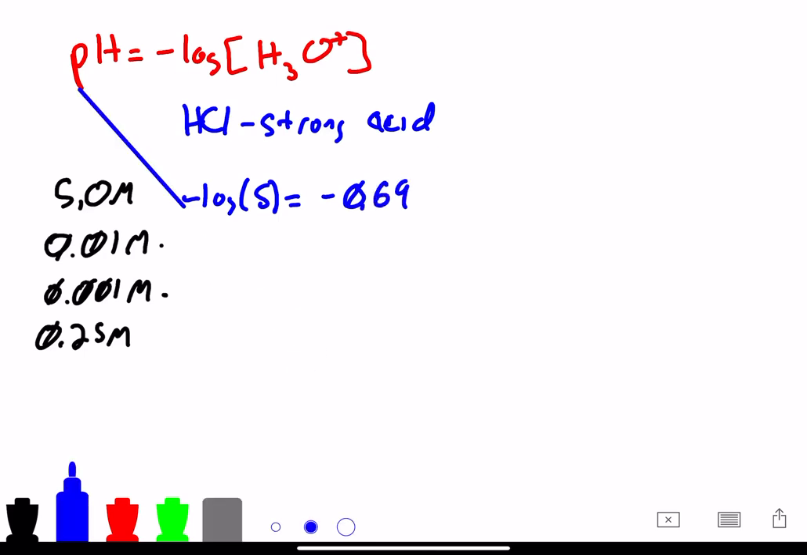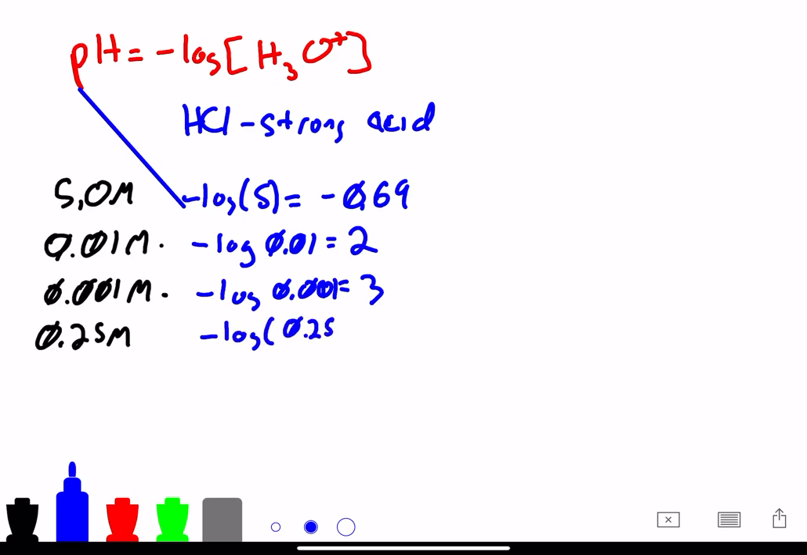The negative log of 0.01 is equal to 2. Now the actual log of 0.01 is negative 2, but the pH scale goes from 0 to 14. We can have pHs above and below that scale, but generally it's going to be 0 to 14. So we use the opposite log to keep things positive. So then the opposite of log of 0.001 is going to be 3. And then the opposite log of 0.25 is going to be 0.602. So these would be the respective pHs of the solution.